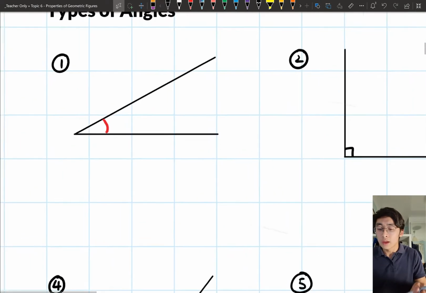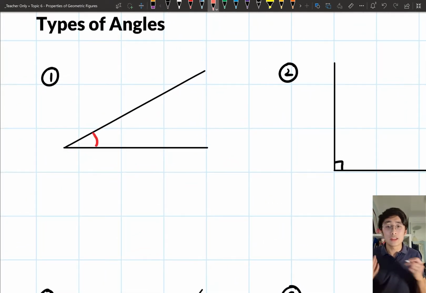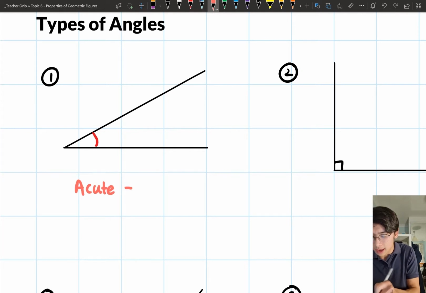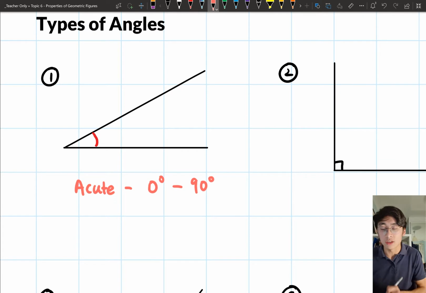For this first one, if you remember, this particular type of angle is an acute angle. An acute angle is an angle which is between 0 degrees all the way to 90 degrees. So an acute angle is an angle which has a size between 0 to 90 degrees. Anything from here all the way up to here, that's 0 degrees all the way up to 90, that is an acute angle.